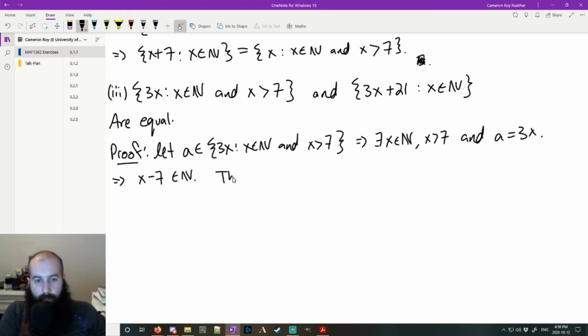And then, if we look at a, this is 3x minus 21 plus 21, which can be written as 3 times x minus 7 plus 21. x minus 7 is natural. a is of the form 3 times a natural plus 21, which means it's in the second set.